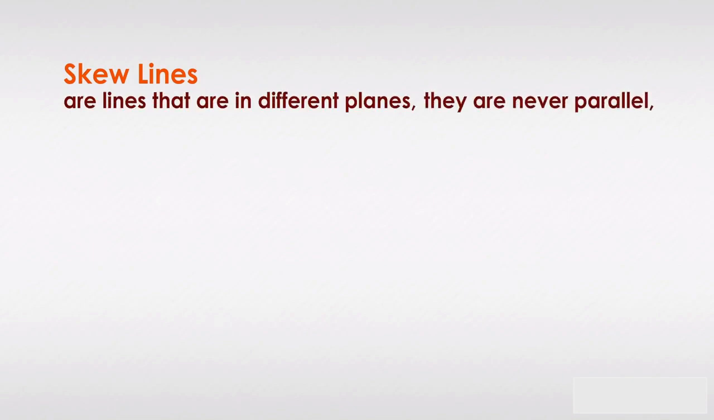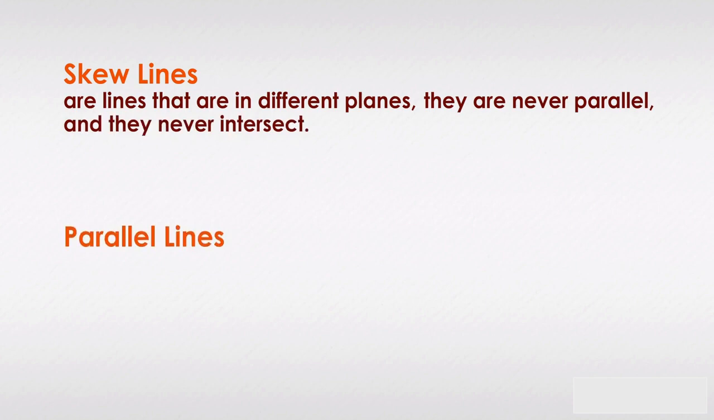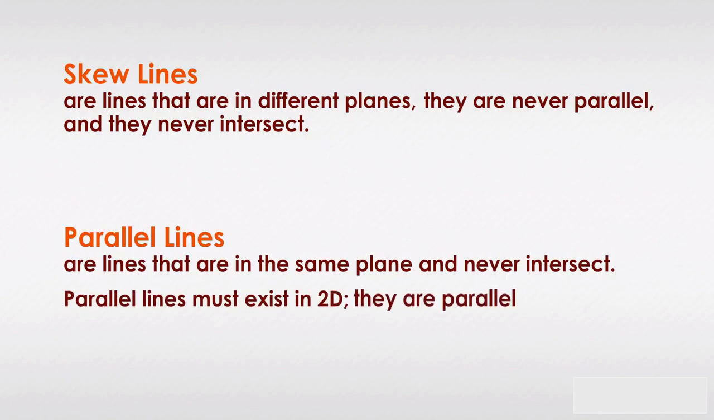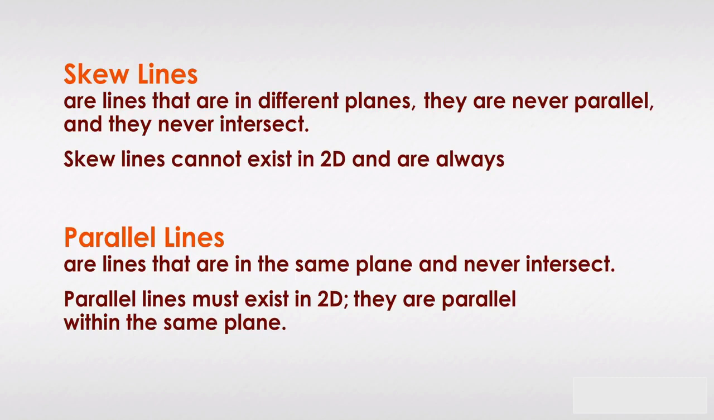What are skew lines? Skew lines are lines that are in different planes. They are never parallel, and they never intersect. On the other hand, parallel lines are lines that are in the same plane and never intersect. In other words, parallel lines must exist in 2 dimensions. They are parallel within the same plane. Skew lines cannot exist in 2 dimensions and are always in different, non-intersecting planes.